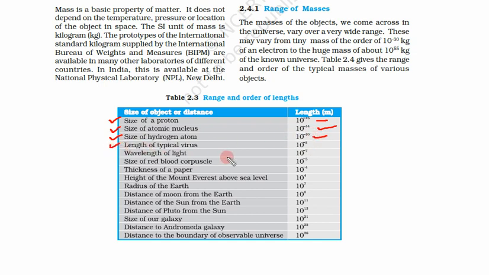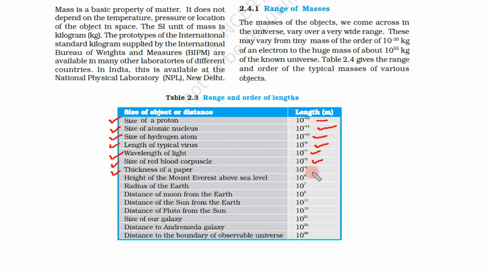Length of a typical virus is generally 10 to power minus 8 meter. Wavelength of visible light, this is 10 to power minus 7 meter. That means viruses are smaller than the wavelength of light. Size of red blood corpuscles, this is 10 to power minus 5 meter. Red blood corpuscle is far bigger than virus.